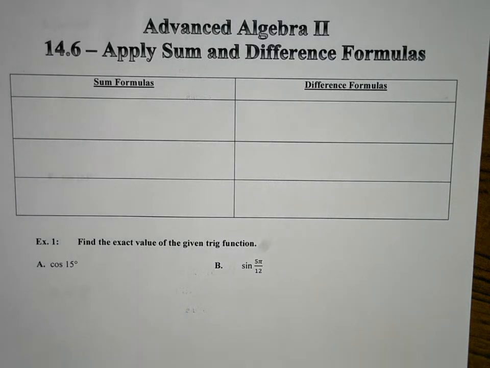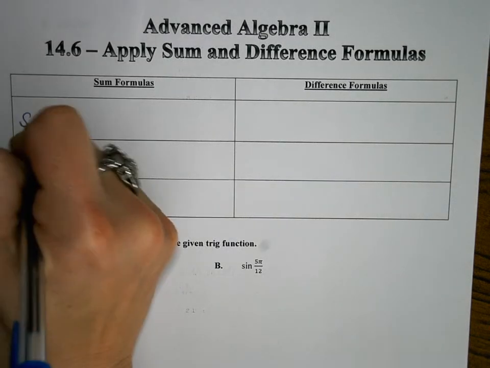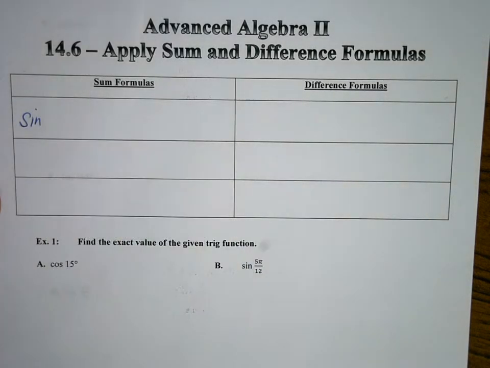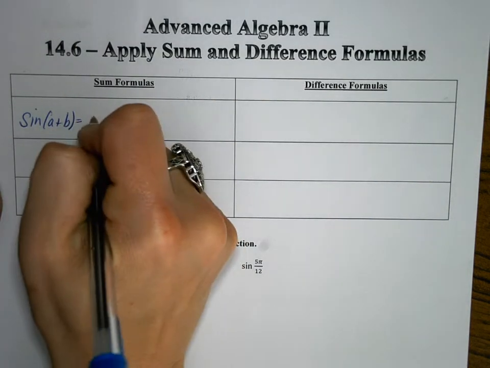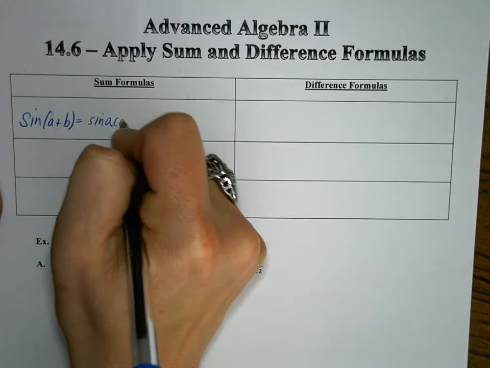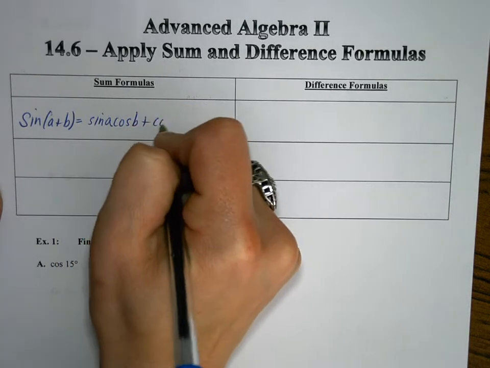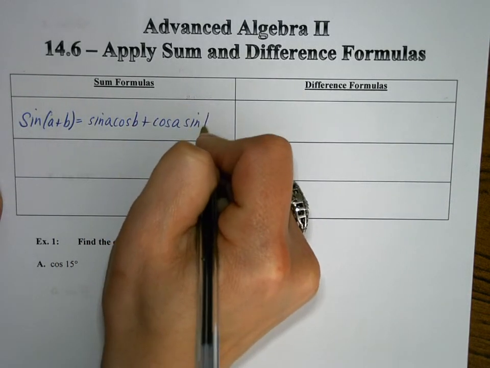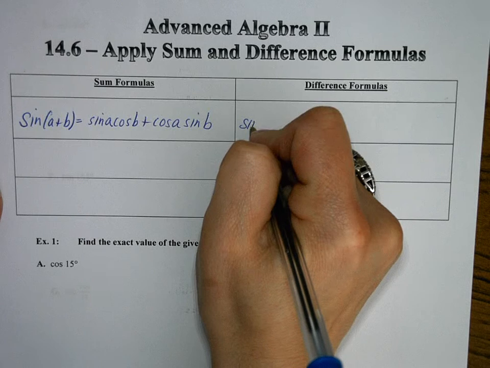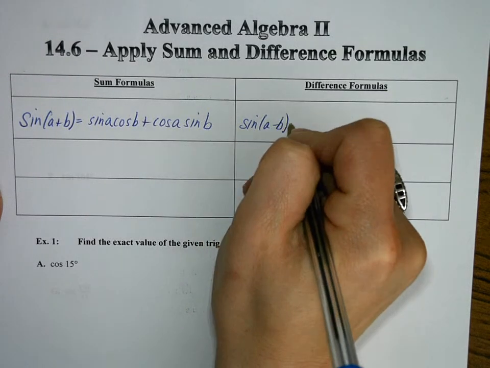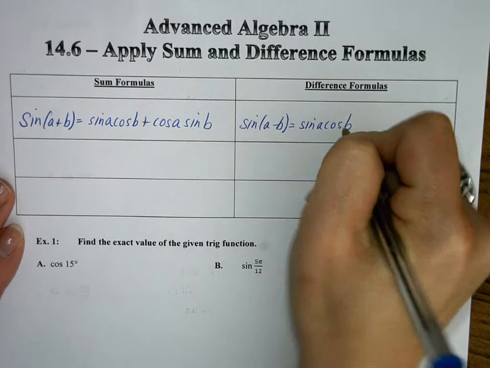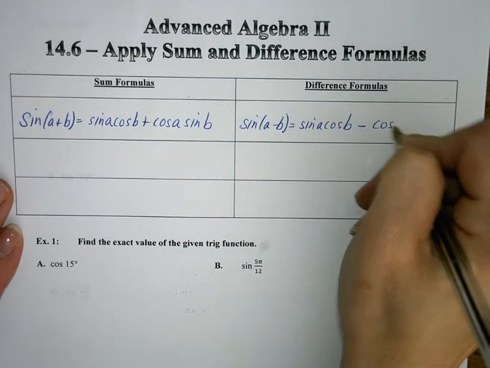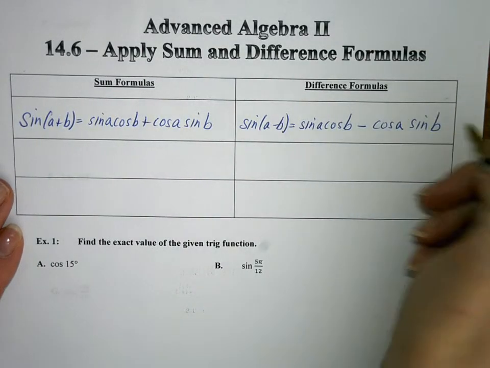All right, so if I look at my sum formulas, if I have the sine of two angles being added together, it's going to be the sine of the first, the cosine of the second, plus the cosine of the first, the sine of the second. And if I'm taking the sine of two angles that are being subtracted, it's going to be the sine of the first, cosine of the second, subtract the cosine of the first, the sine of the second.